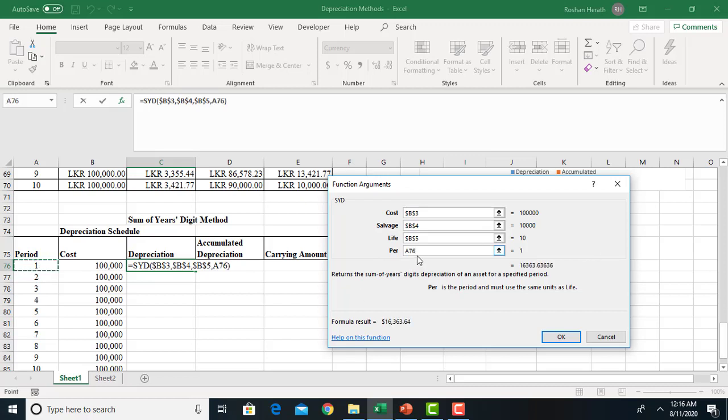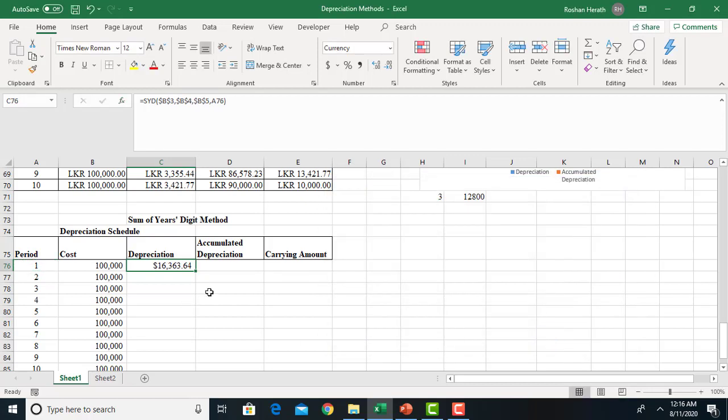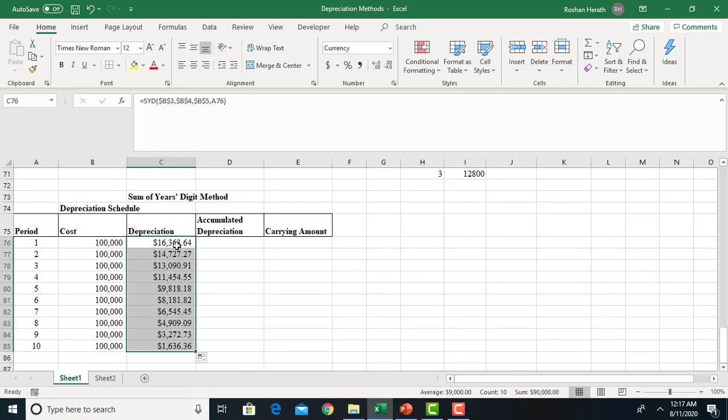So you keep it relative because you need to drag this depreciation, then you need to see the different depreciation for the period. So you can see it's 16,363.64 in the first year, and the subsequent years you can get it like this. Since it's a variation of the declining balance, here you would witness that the depreciation is higher in the initial period of the useful life. Towards the end, you would be witnessing a lower depreciation rate.